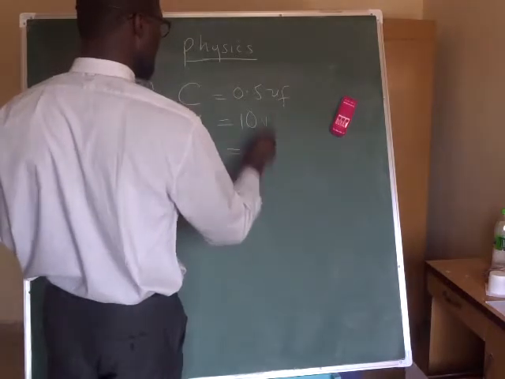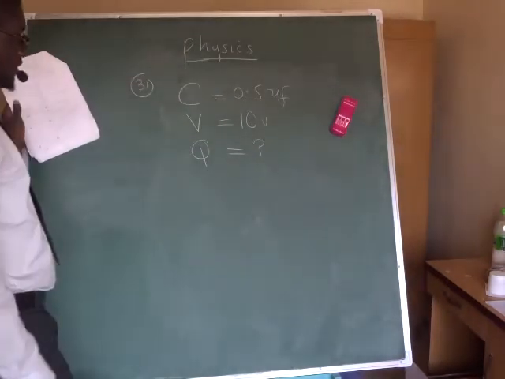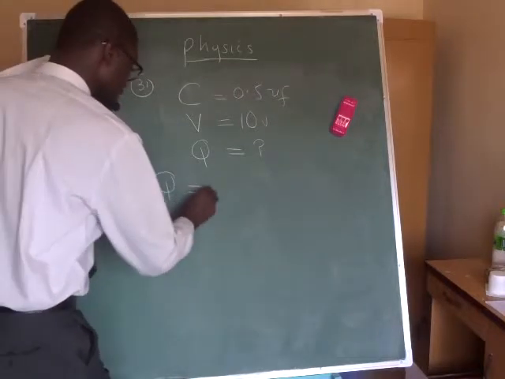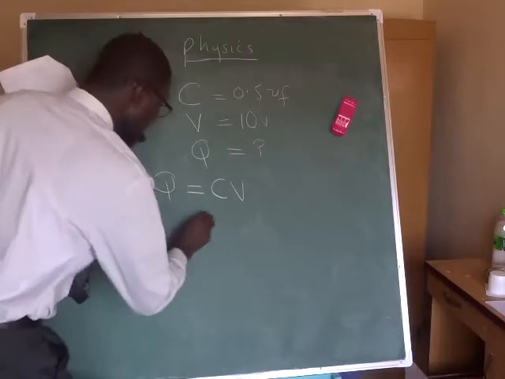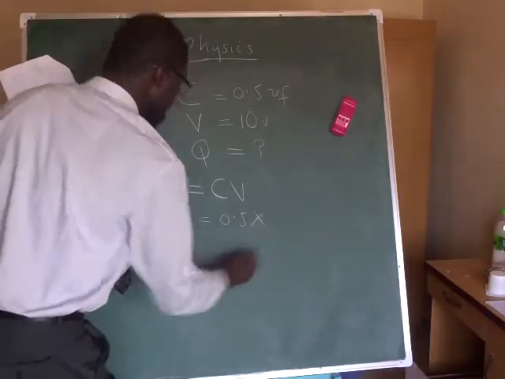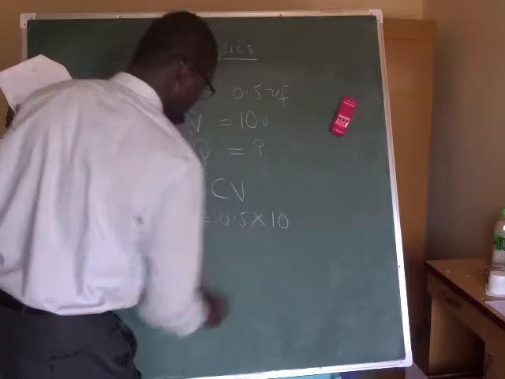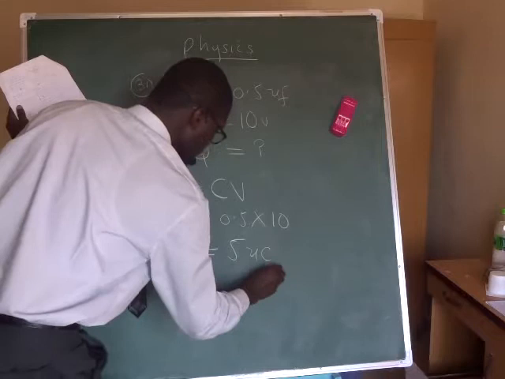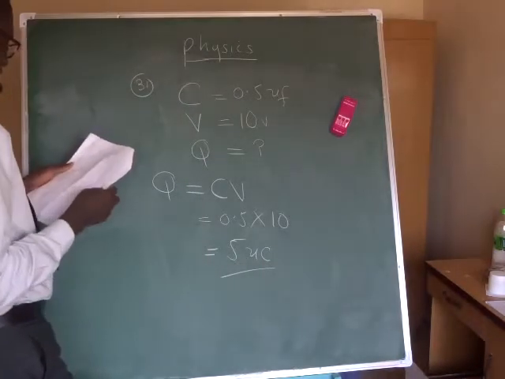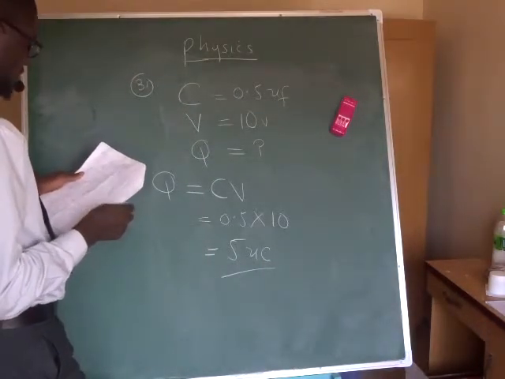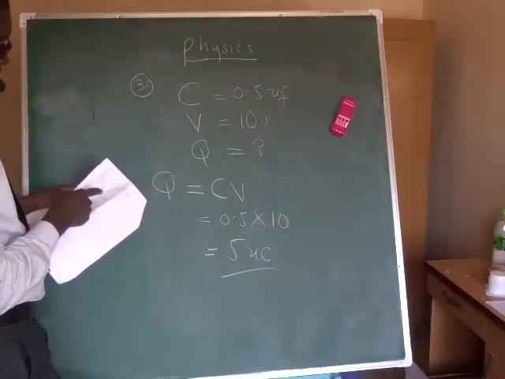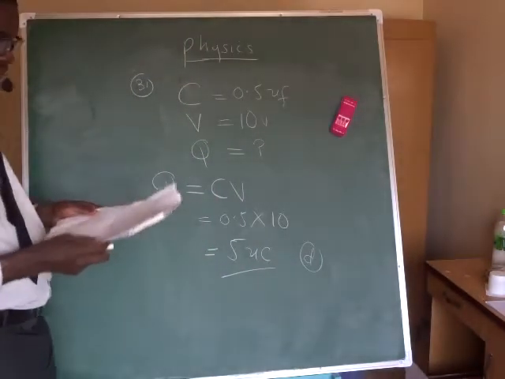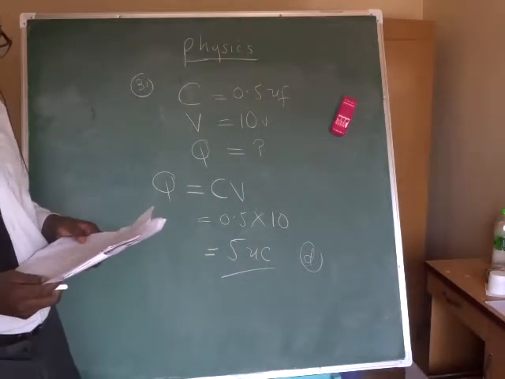Now the formula that relates these three is Q is equal to CV, and our C is 0.5. Our potential difference is 10. So 0.5 times 10, we have 5 microcoulombs, which is option D. Option D is 5.0 microcoulombs. So this is our answer. So the next question is not a calculation.